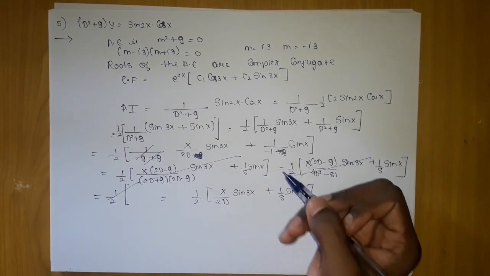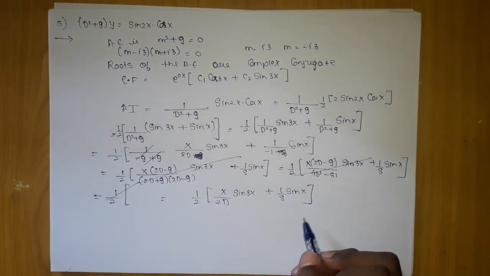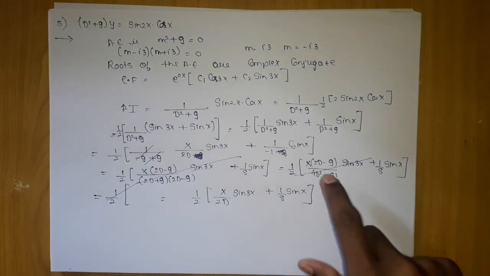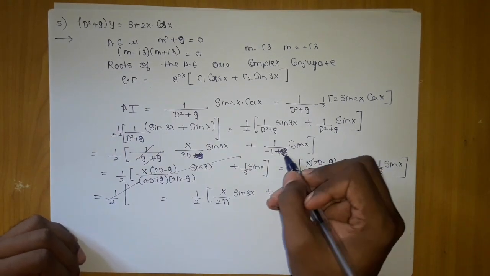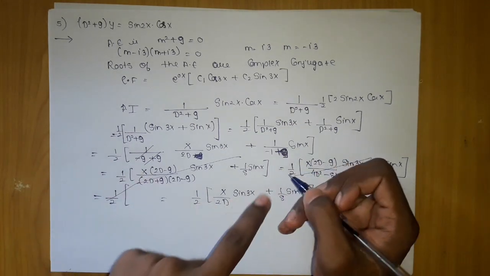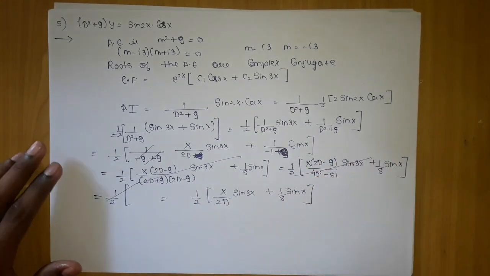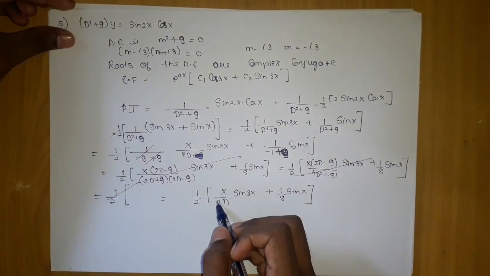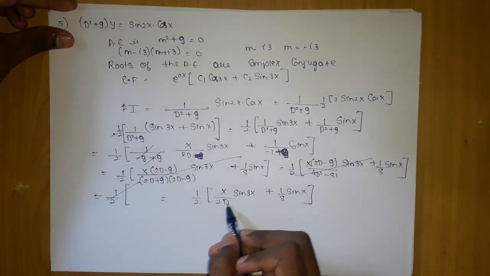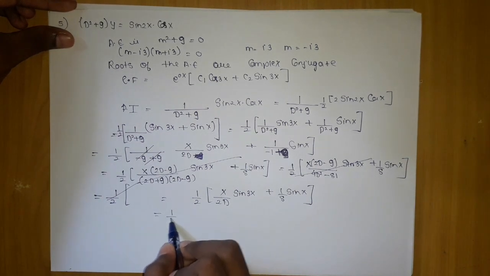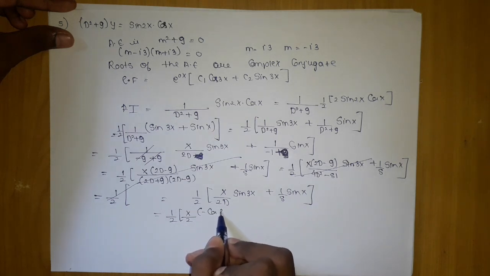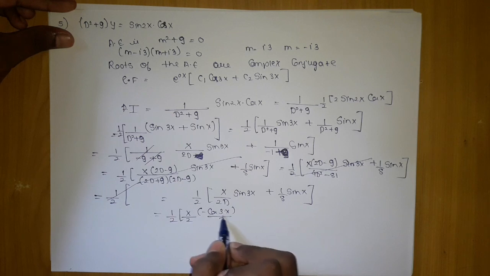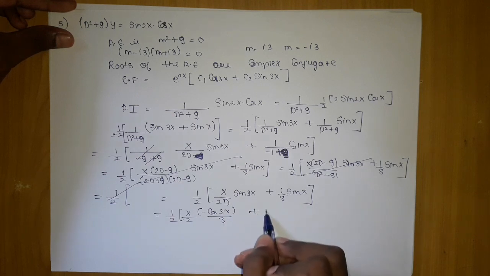I'm not going to differentiate here, sorry, I forgot, because it is not becoming 0 only, so the case is entirely different here. It will be as it is. Now we know 1 by D is integral, while D is differential. So 1 by D will integrate this, which will give us 1 by 2 into x as it is, 2 as it is, this will become minus cos 3x by the derivative of 3x in the denominator, which is 3, plus 1 by 8 sin x.